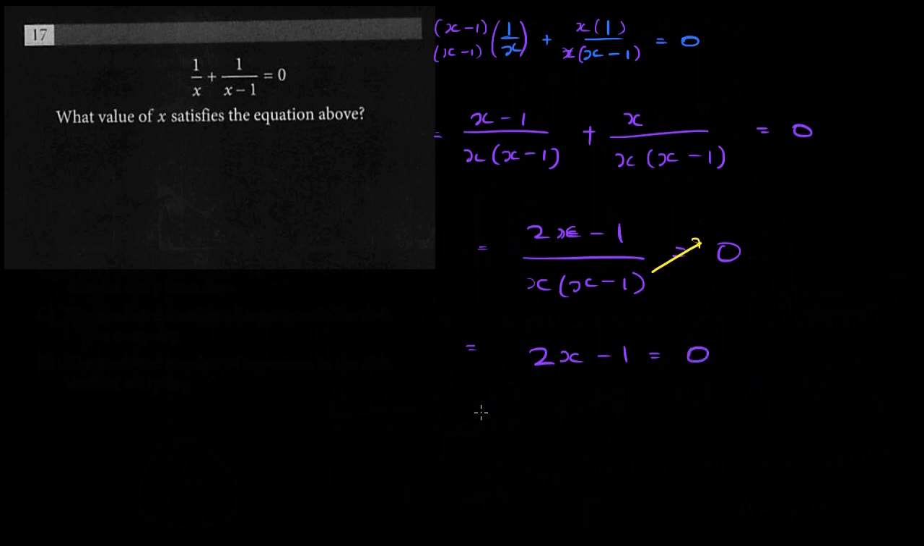Now this is very straightforward. Add 1 to both sides, and so it becomes 2x equals 1. Divide both sides by 2, and so x, and these cancel out, so x equals 1 over 2. And so that's going to be our answer, 1 over 2.